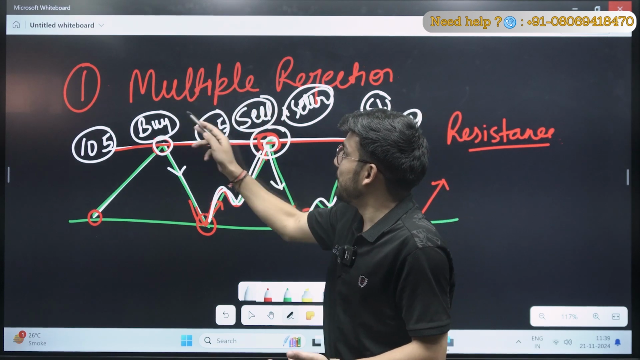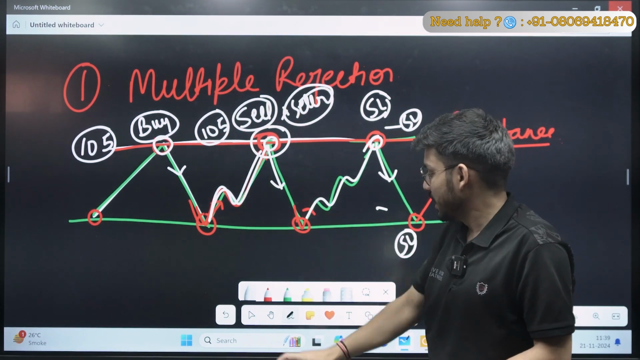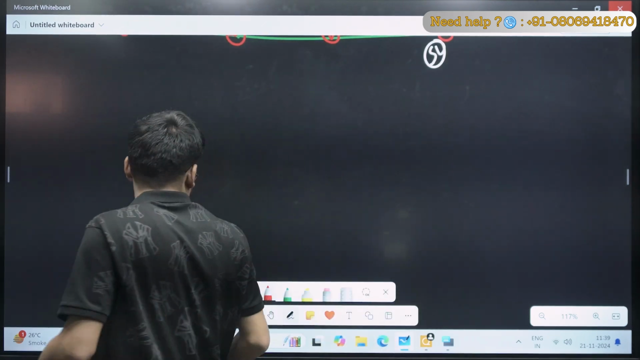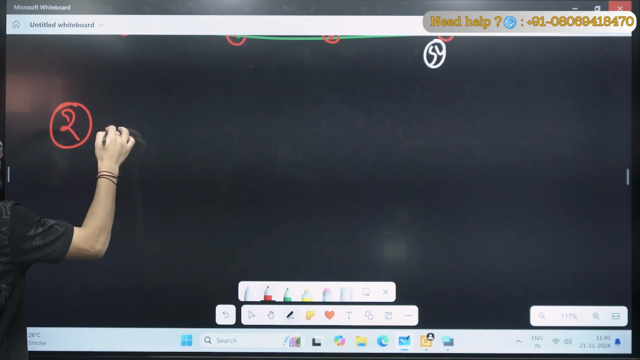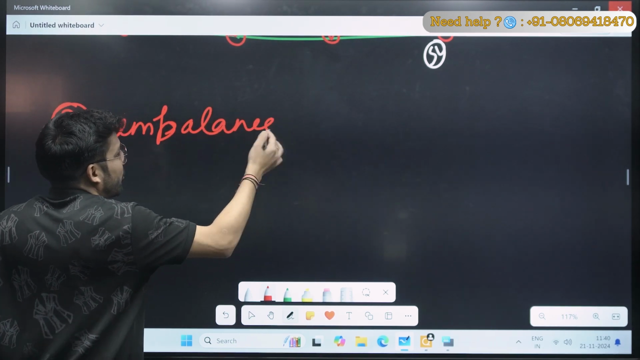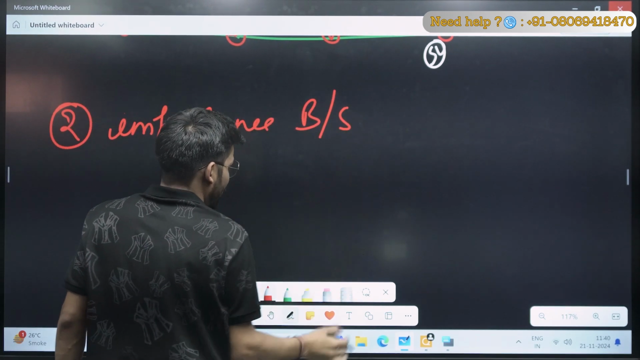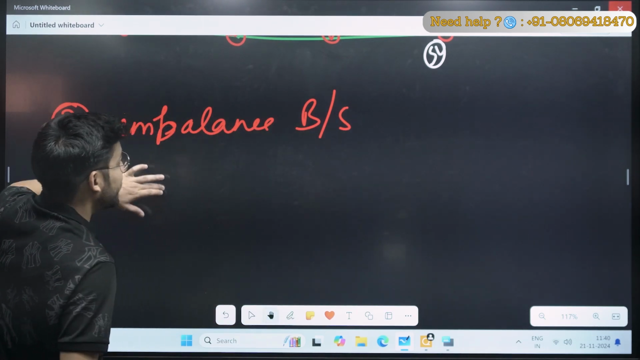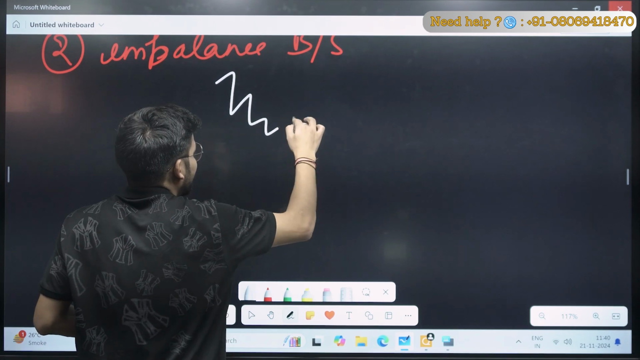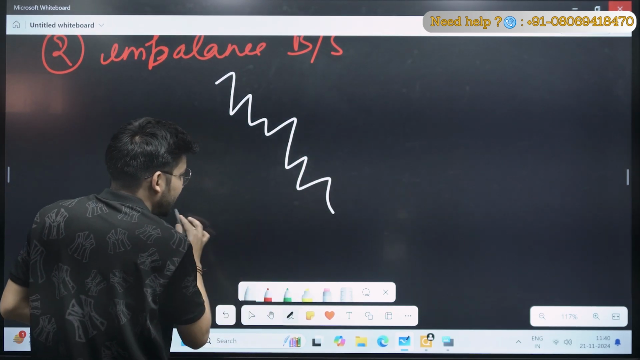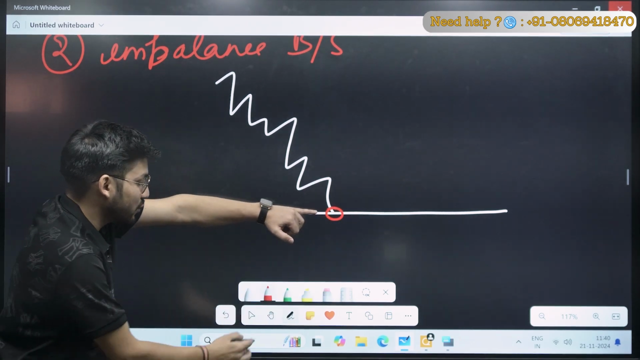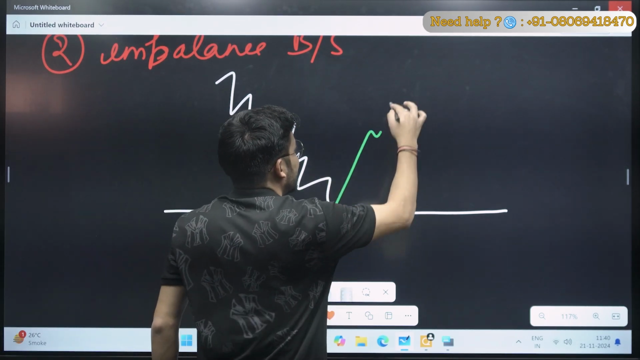Now the first one was the multiple rejection, so I hope the concept is clear, right? Now for the second point, we will look at the imbalance of buyers and sellers, okay. What do I mean by imbalance of buyers and sellers? Now suppose there is a condition where my market went in the downward direction like this, okay, and then there was a level from where my market got rejected, and from this level there was a very significant upward movement, okay. So the movement was like this, okay.